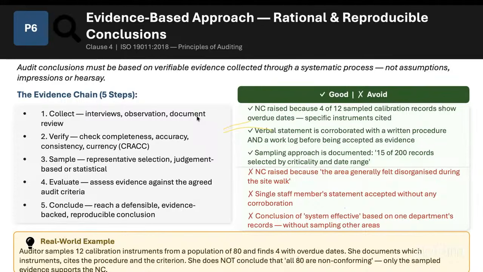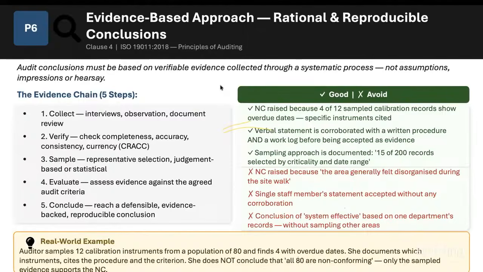Oh, somebody said this person comes late to the office. Audit conclusions must be based on verifiable evidence. It's not that this person said Tolu comes late to the office. You have access to the register. You can audit the register and verify yourself that Tolu actually comes late to the office. The evidence chain has 5 steps.